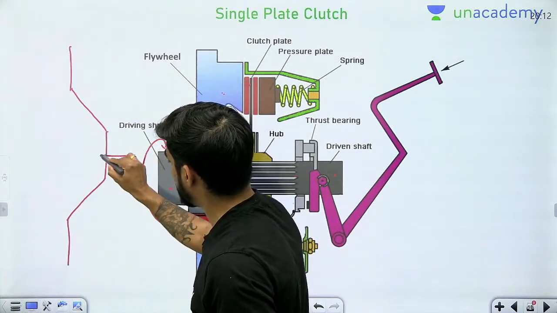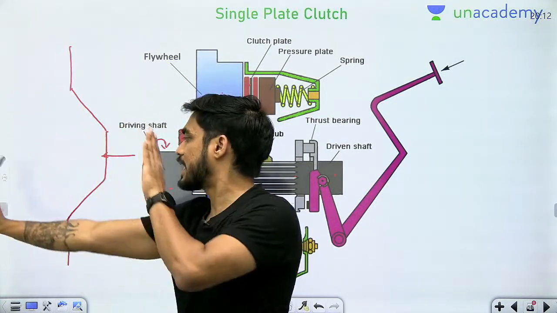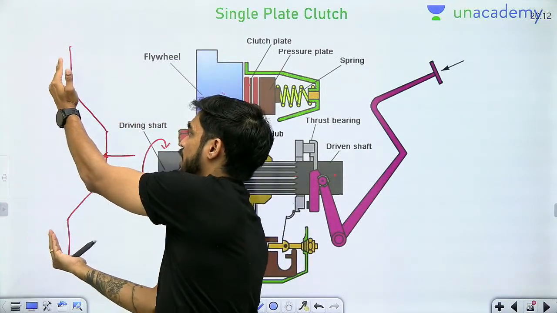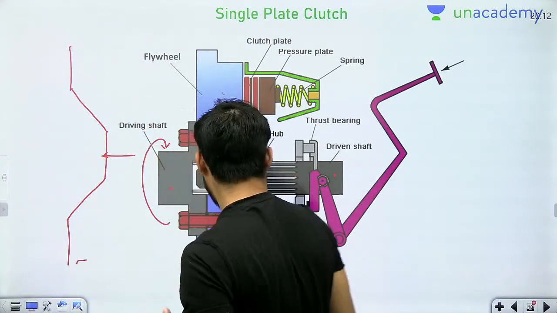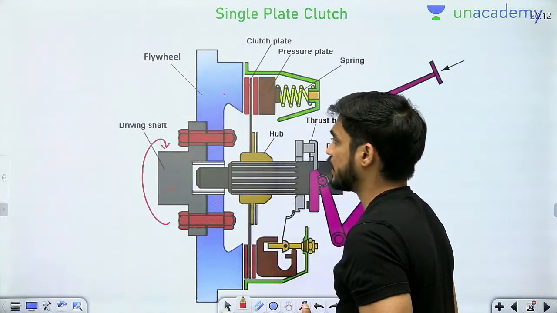ठीक है. तो जब मैं इस पे ऐसा फोर्स लगाता हूं, तो प्रेशर प्लेट जो है ये सेंटर का हिस्सा आगे जाता है और ये हिस्सा पीछे आ जाता है. Center will move forward, this part will move backward. So beta, that's how it will be disconnected.